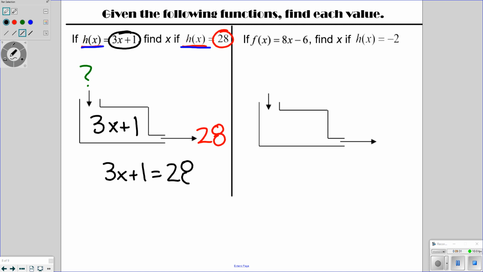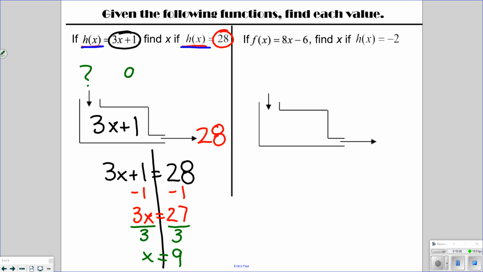I'm going to go ahead and solve this out. Remember, what you do to one side, you got to do the other. So I'm going to subtract 1 on both sides. So I have 3x equals 27. I am going to divide both sides by 3. So I am left with x has to be equal to 9. So my input in this case is 9.